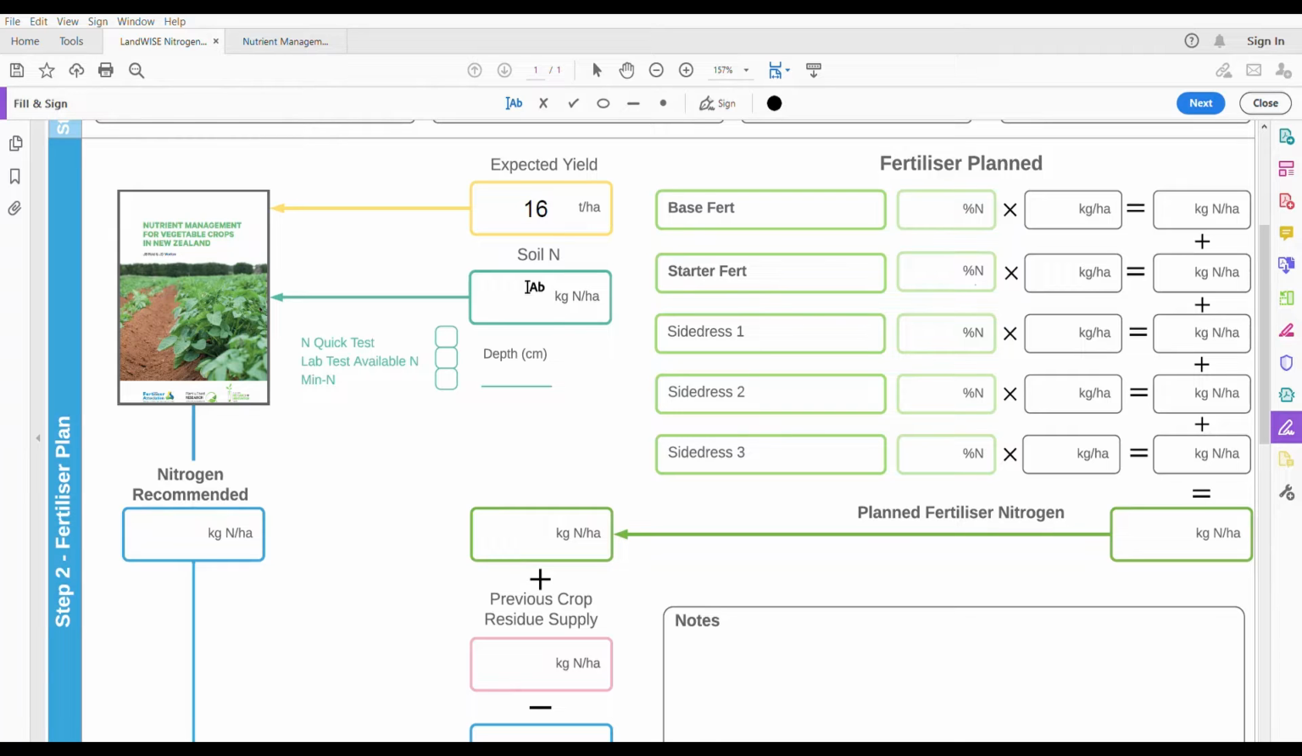We tested the soil prior to planting and it came back with 90 kilograms per hectare of nitrogen using the potentially available nitrogen test. This gives an estimate of the possible mineralization of organic N, so it is the background N that will become available for plants to take up over the growing season.